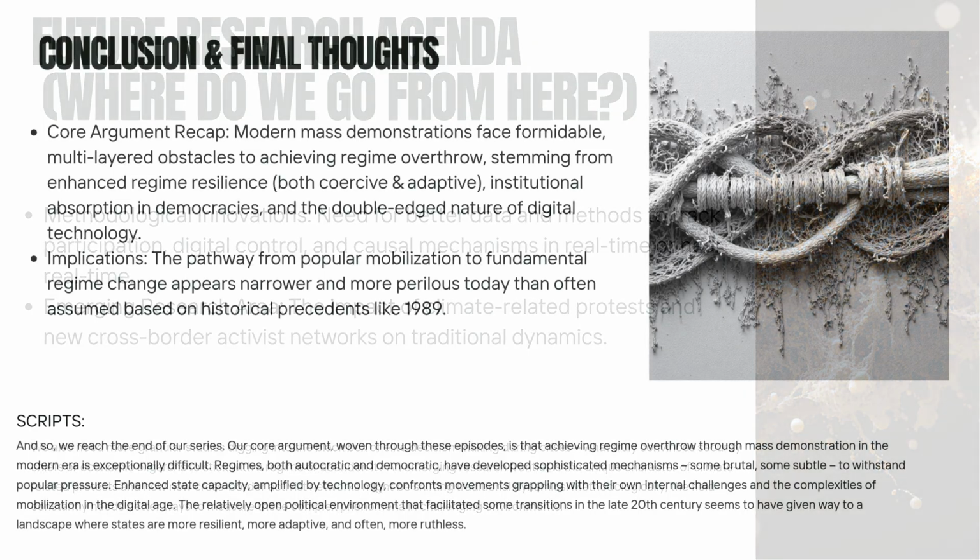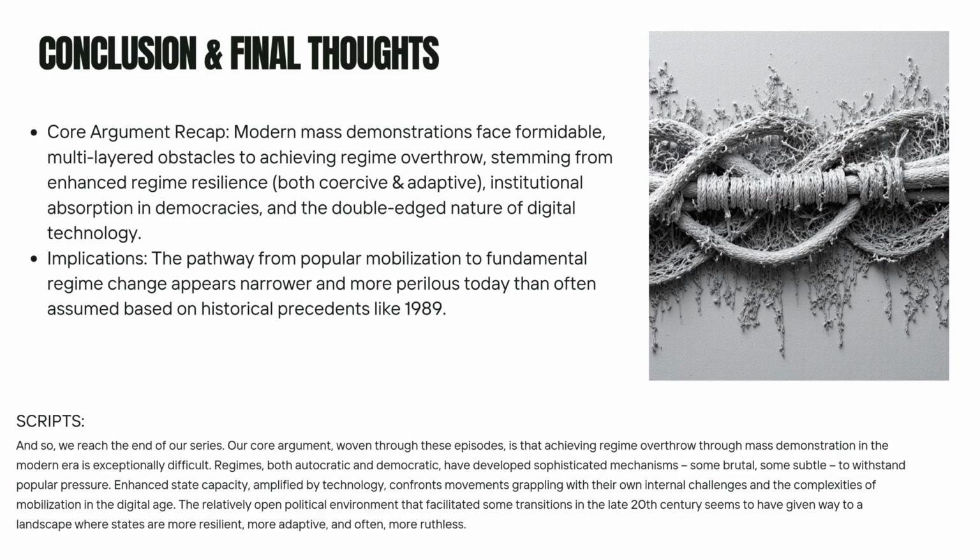And so, we reach the end of our series. Our core argument, woven through these episodes, is that achieving regime overthrow through mass demonstration in the modern era is exceptionally difficult. Regimes, both autocratic and democratic, have developed sophisticated mechanisms, some brutal, some subtle, to withstand popular pressure. Enhanced state capacity, amplified by technology, confronts movements grappling with their own internal challenges and the complexities of mobilization in the digital age. The relatively open political environment that facilitated some transitions in the late 20th century seems to have given way to a landscape where states are more resilient, more adaptive, and often more ruthless.